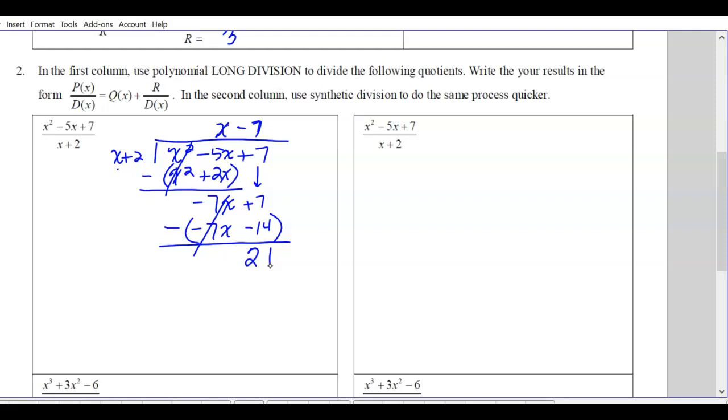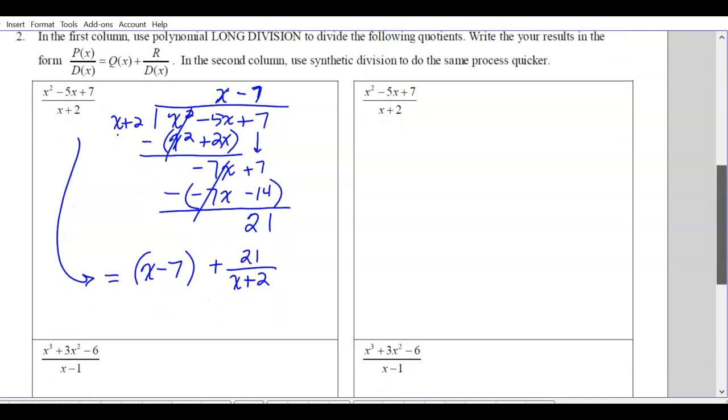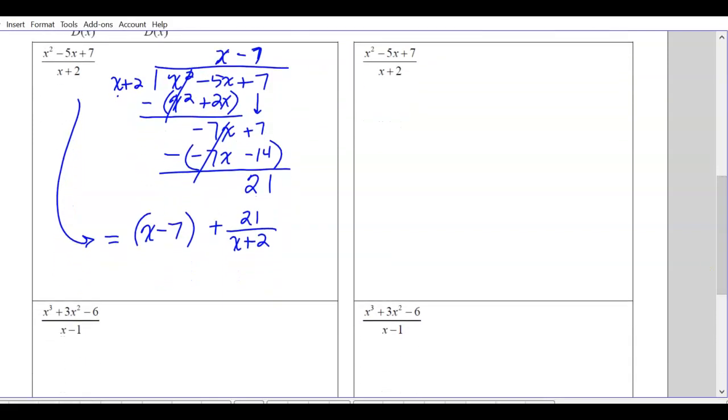Okay, it says write your results in this form. So this equals the quotient, which is x minus 7, plus the remainder over the divisor, which is x plus 2. You can even put brackets around that to remind yourself that that is the quotient. So it really gives you a rational expression, back from Math 10.